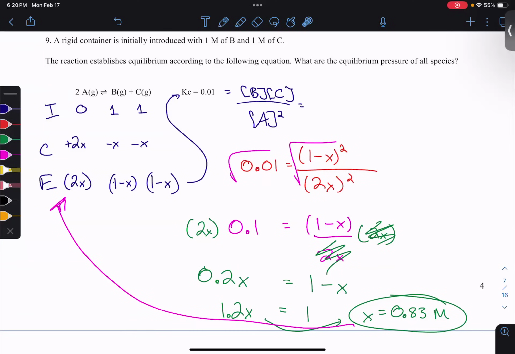Oh crap, you're right. It does say pressure. That's because I didn't write it well. You can't, because in order to convert between concentration and pressure, I would need to give you a temperature, a volume, all that stuff. So no, yes, say equilibrium concentration of everything.